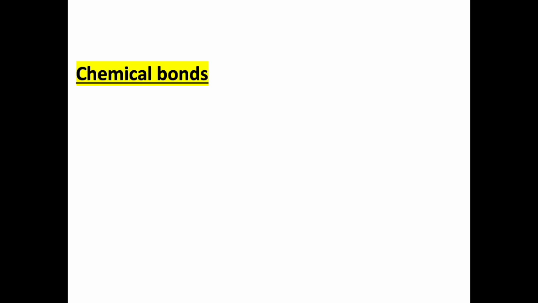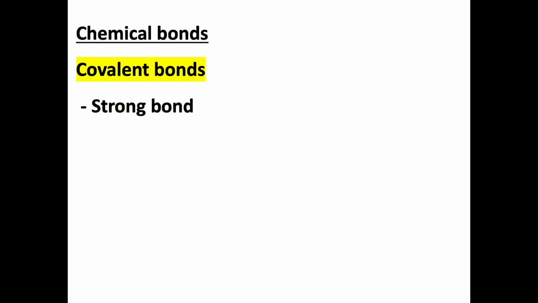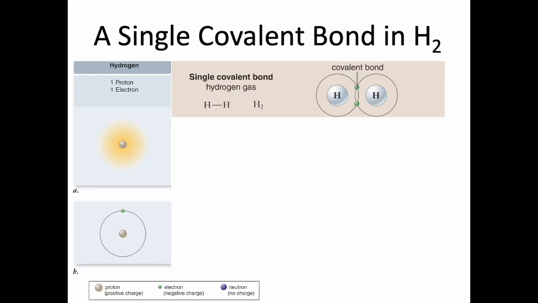There are several types of chemical bonds. We'll talk about three, starting with something called covalent bonds. These are probably the most common type of chemical bond that we're going to see in biology. A covalent bond, to read from the key terms, is a type of chemical bond that forms when electrons are shared between atoms. So let's take a look at this.